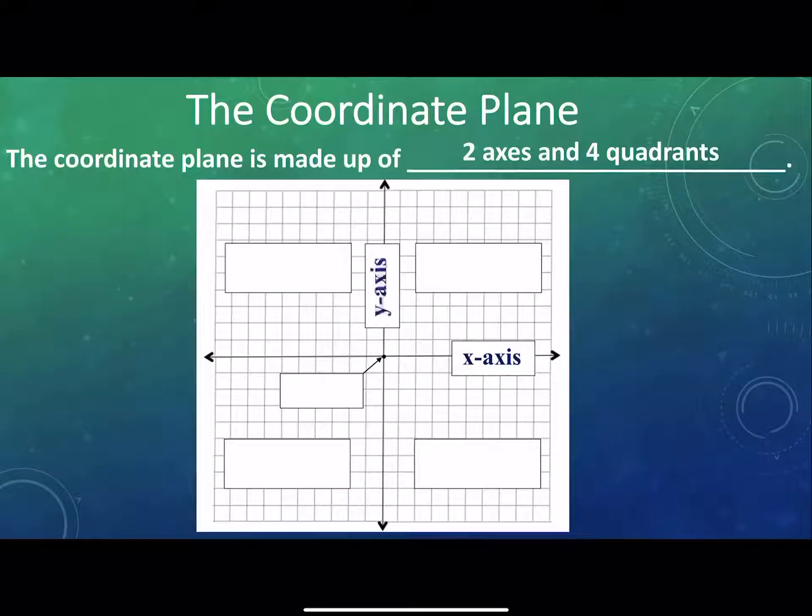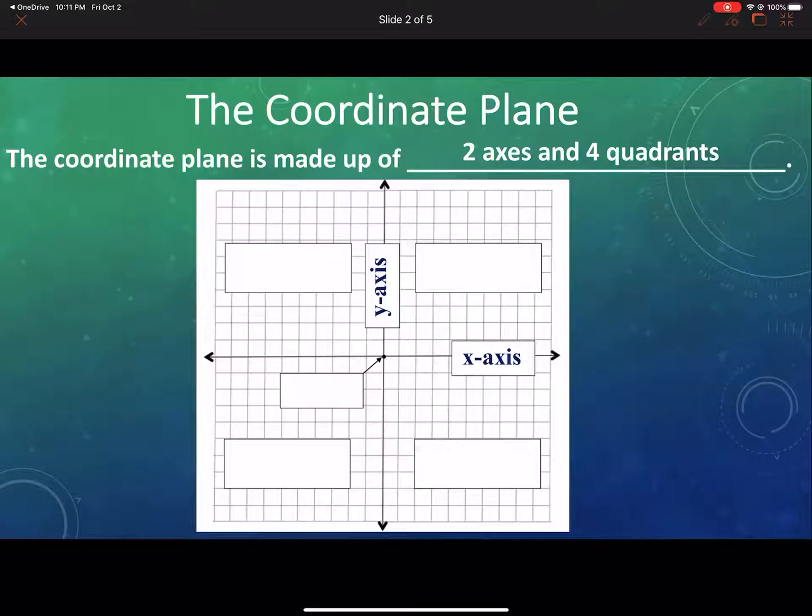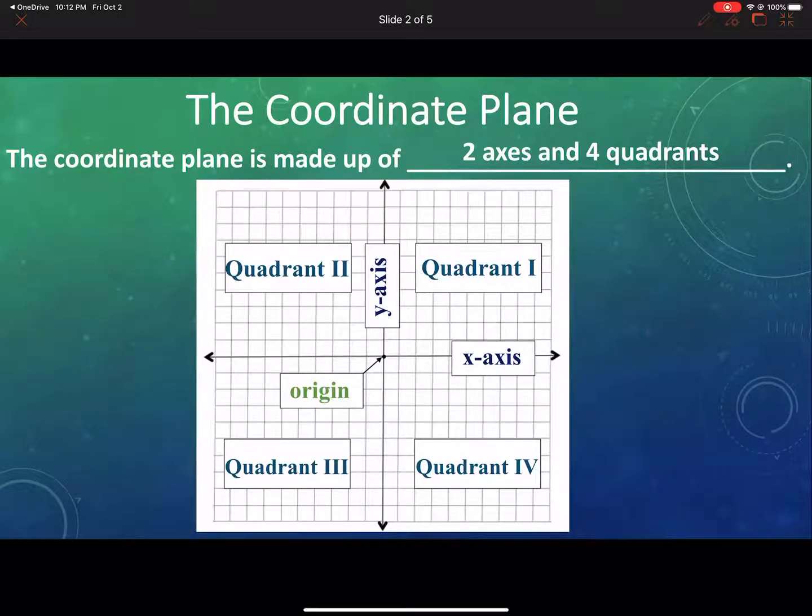And then my graph has 4 quadrants. The quadrants are kind of funny because they go backwards. So this is quadrant 1. But then you would think that it would move clockwise, but it doesn't, because quadrant 2 is over here. And then down a little bit is quadrant 3, and then over one more time is quadrant 4. So 1, 2, 3, 4, it goes counterclockwise. And this point in the middle where my x-axis and my y-axis intersect is called the origin.